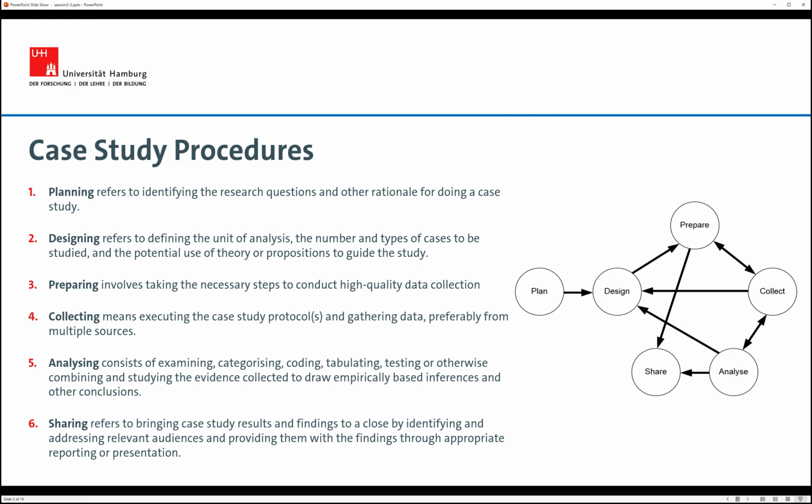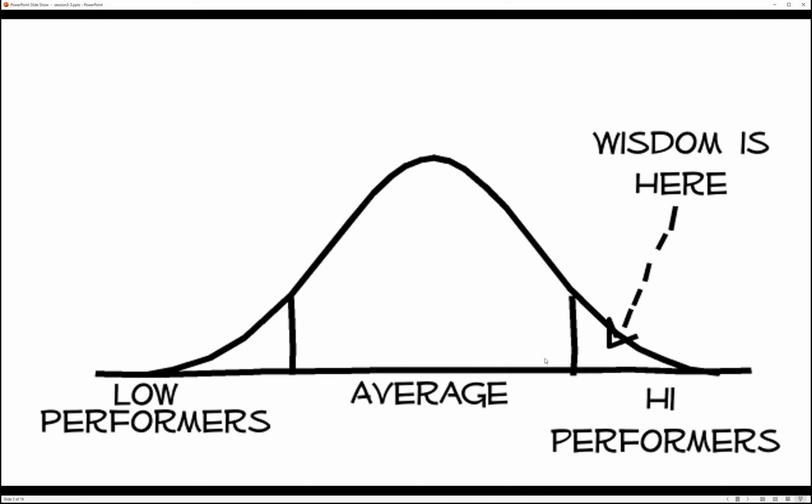So you then have to decide on a replication logic, snowball sampling, theoretical or literal, which means we probably have to do some more preparation, start doing more collection, go back to analysis, maybe even go back to collection. And at some stage, of course, we always end up in sharing. So it's a nonlinear emergent research design modeled even in case study procedures.